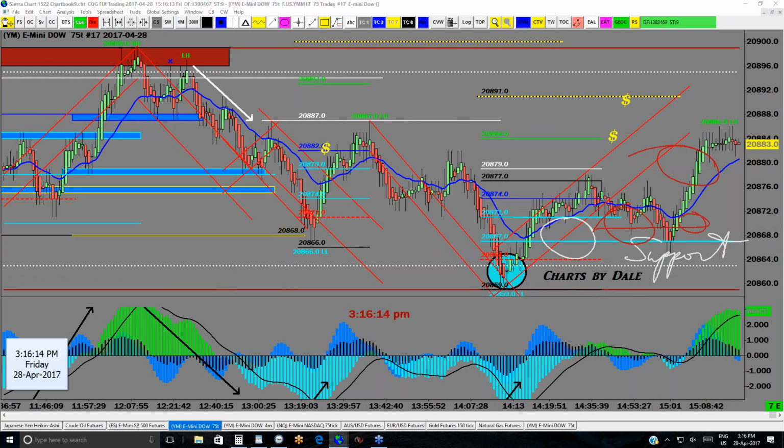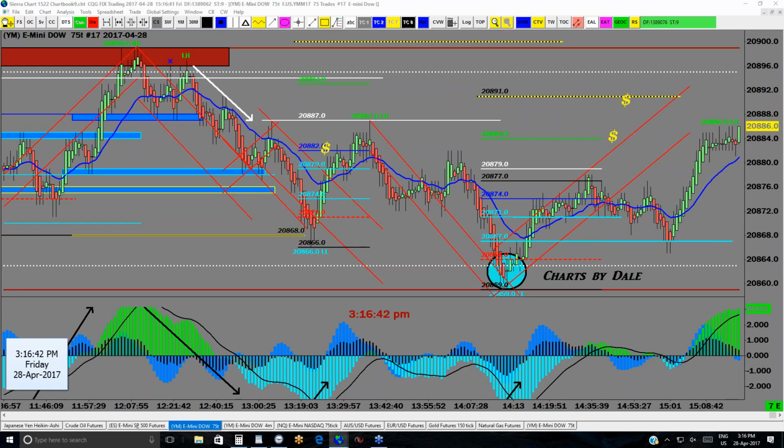YM, we were looking for the market to get up into. Target is 20891. Not quite there yet, but it did make the first money off to 20884. Came to 86 so far. We'll see if we can push that a little bit farther. Let me take off all this gobbledygook here.